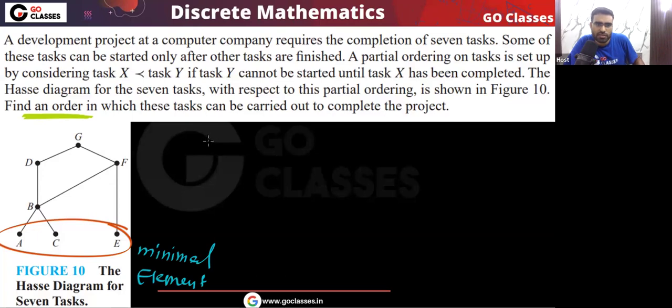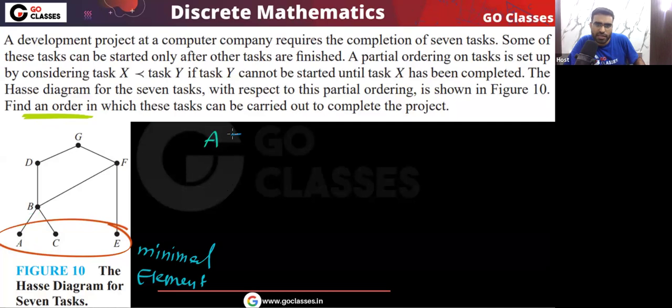I can start with task A. Delete this task A. After deleting task A, can I do task B? Tell me. After A, can I do B? I cannot do B because after A, B is not minimal. Remember, B is not minimal because C is related to B. So you can easily see this was the minimal. So I can start with A.